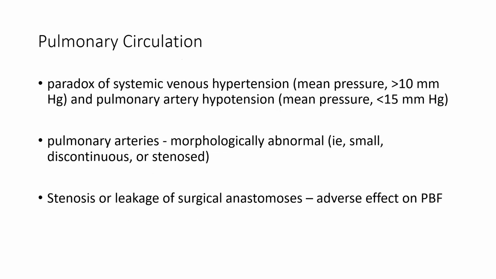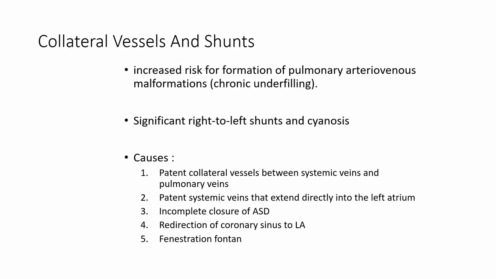In pulmonary circulation, there is a paradox of systemic venous hypertension, as we discussed already. It drives the flow to the PA. So pulmonary artery morphology, if abnormal, small, discontinuous or stenosed, might be a problem. Stenosis or leakage of surgical anastomosis can be a cause for adverse effect on pulmonary blood flow. Collateral vessels and shunts increase the risk of formation of pulmonary arteriovenous malformation. Significant right to left shunt and cyanosis can be caused.